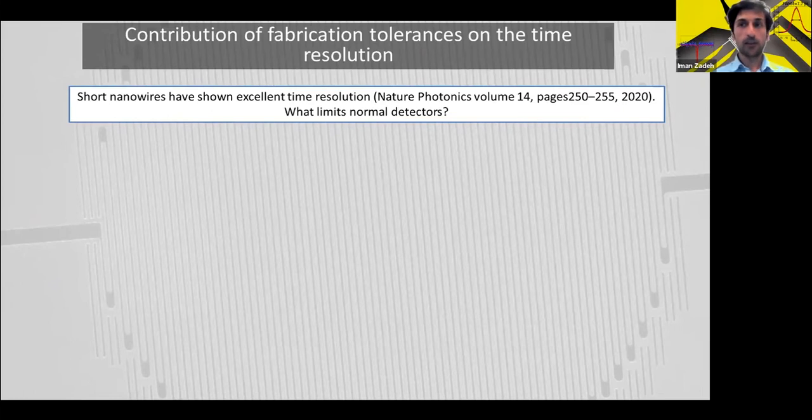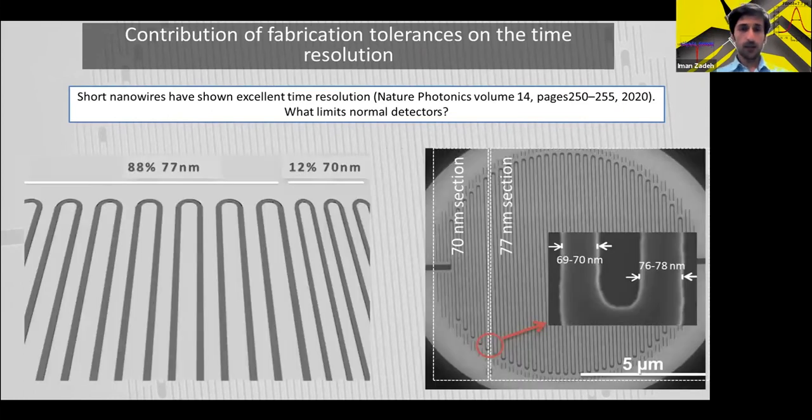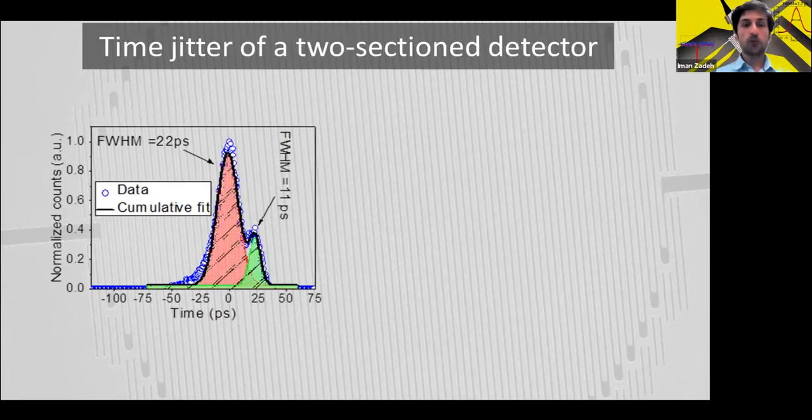So we had a hypothesis, and that was that the fabrication tolerances, the imperfections in the nanowire, cause this higher time jitter. To emulate that, we fabricated devices with 2 sections, one section 70 nanometer, the other section 77 nanometer. You can see it here. And that gave us 2 significantly prominent pulses in the time jitter measurement of the device. One narrower, one wider. We ascribed the narrower one to the narrow nanowire.